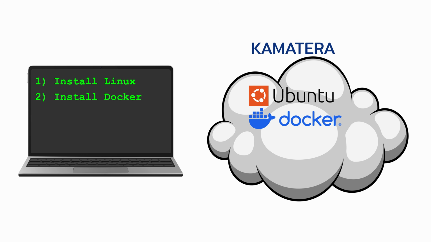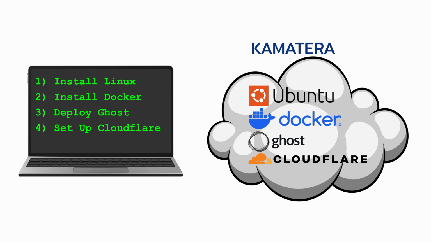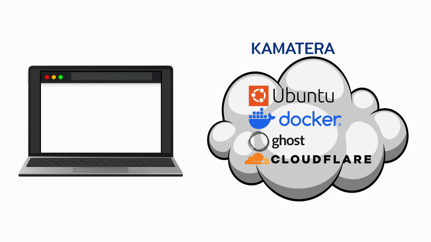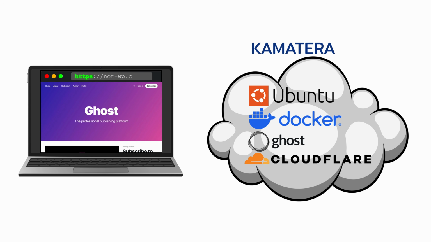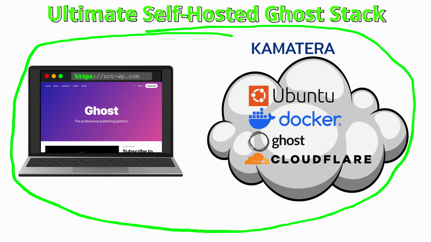Then we'll install Docker, deploy the official Ghost container, and connect it to the internet securely using a Cloudflare Tunnel that includes SSL encryption and a blazing fast CDN. By the end, you'll have a fully working website live on the internet.